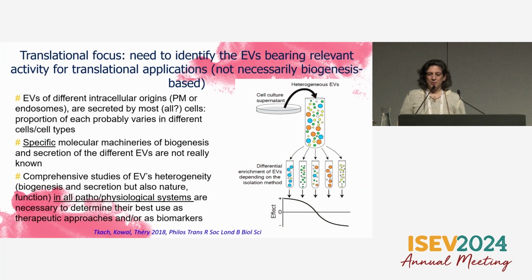In the slides, I was also asked to put a translational focus, if I could. So I just want to highlight that for a translational application it's important to perform comprehensive studies of EV heterogeneity, and this is valid for any pathological or physiological system, because it's really important to determine which EVs will have the effect that you're really looking for. Some EVs may have one effect, some other EVs may have the opposite effect, and if you use a mixture of the two, you may not see any effect because you have a mixture of positively and negatively acting EVs.